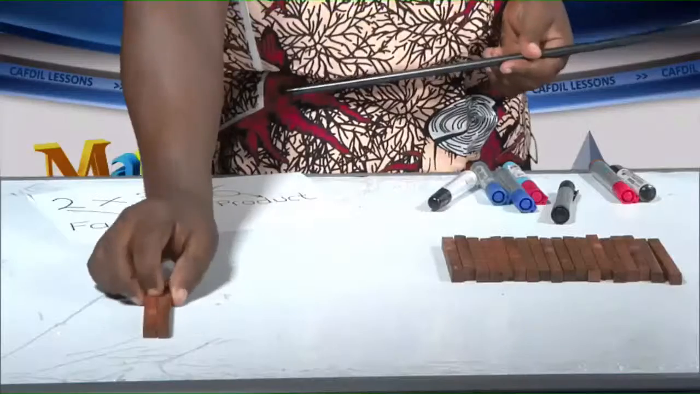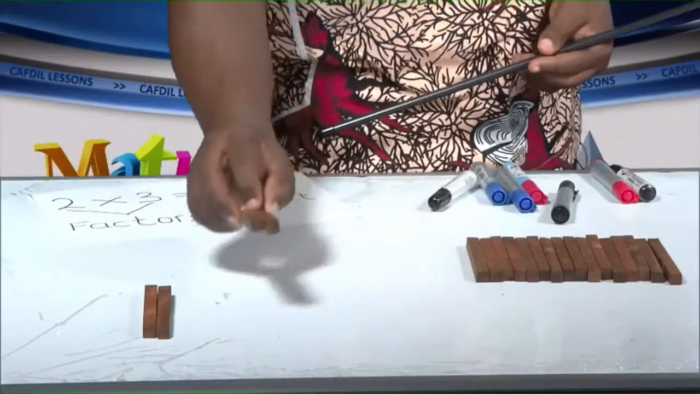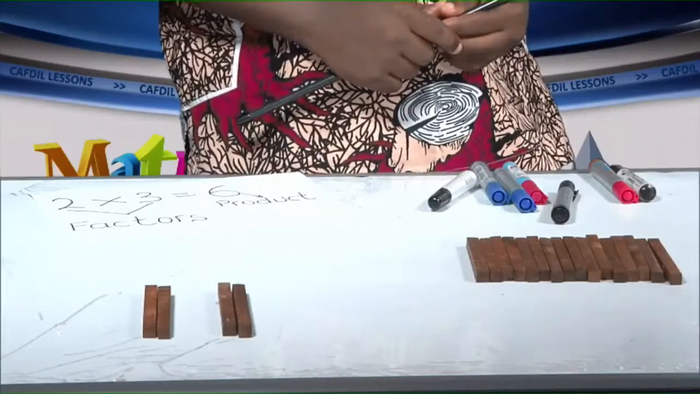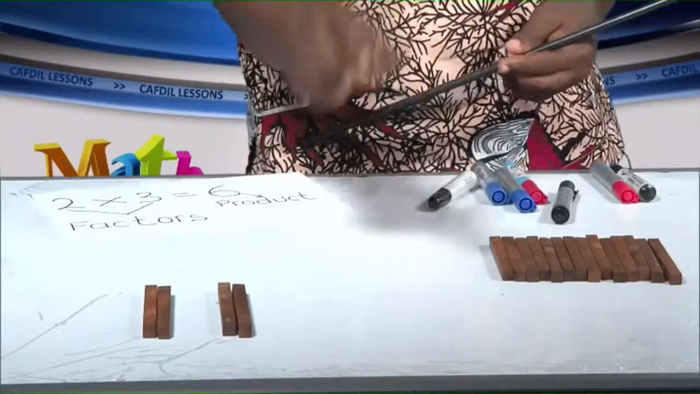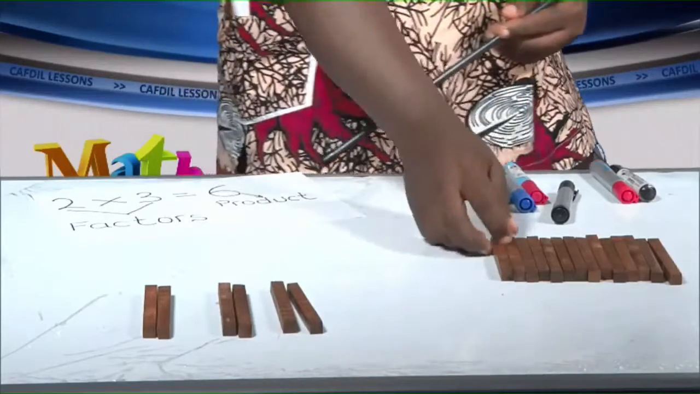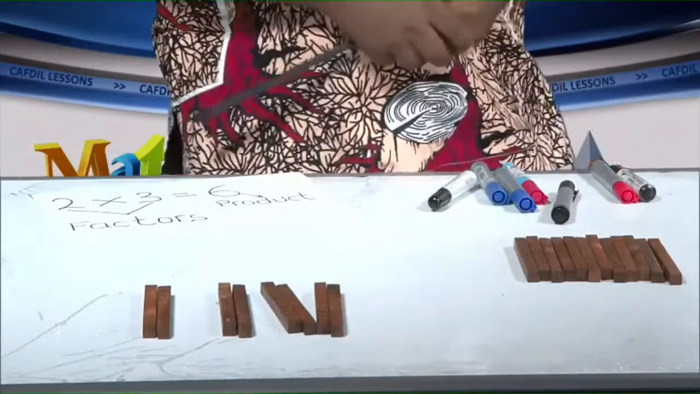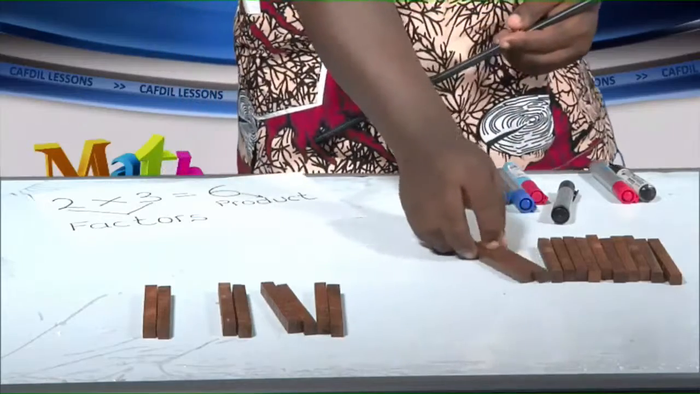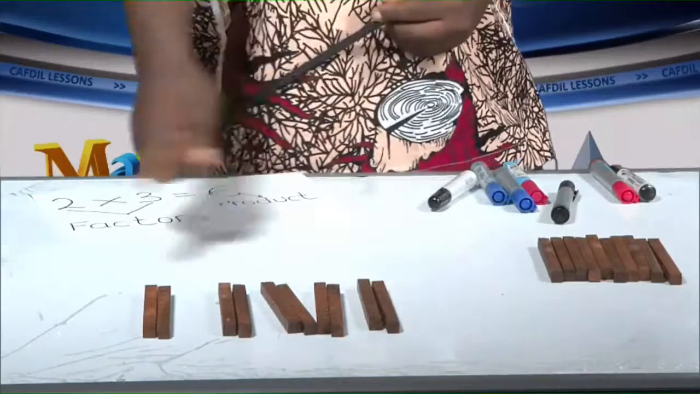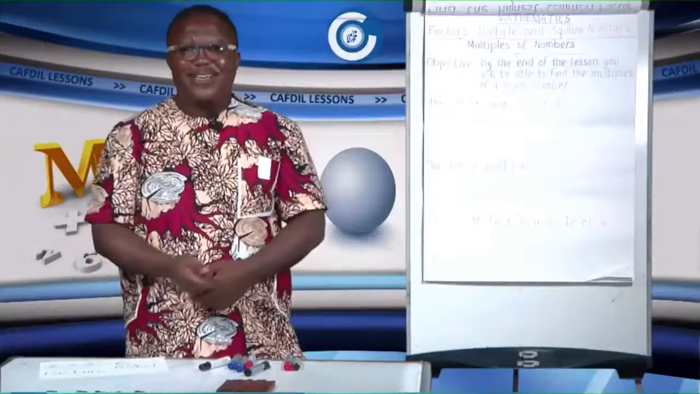So here I have 2. When I add another 2 to it, it becomes what? 4. I add another 2 to it. How many are there? 6. Let me add another 2 to it. 8. Let me add another 2 to it. 10. So I can do it and do it and do it without ending.